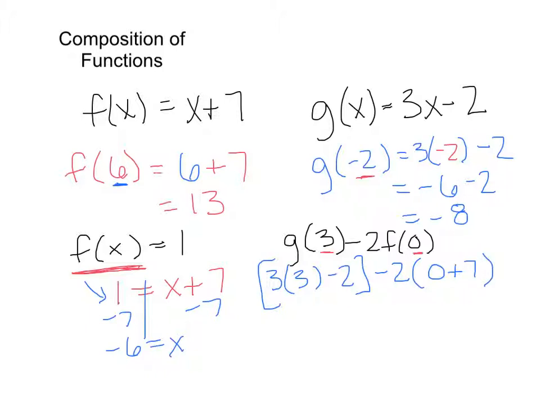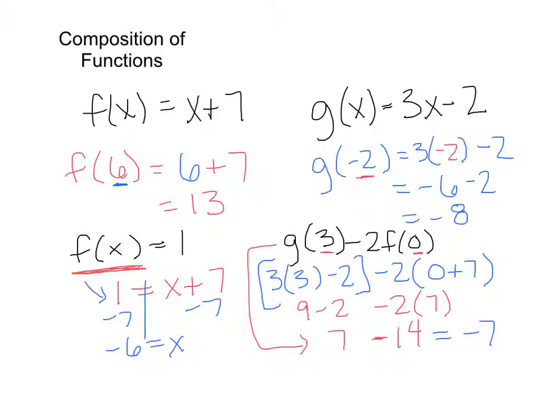So now we'll do our evaluations. We're going to get 3 times 3, which is 9, minus 2, which is 7. So that's g of 3. And let's look at the f function now. We have minus 2 times 0 plus 7, which is 7. So we're going to end up with 7 minus 14. So g of 3 is 7, and 2 times f of 0 is 14. So g of 3 minus 2 times f of 0 is 7 minus 14, which yields us negative 7.